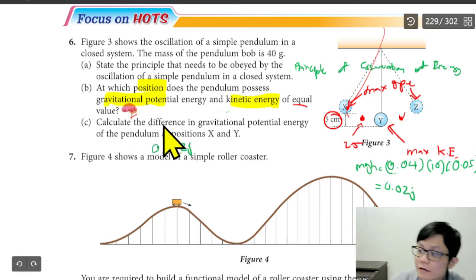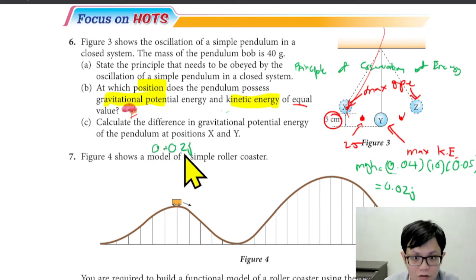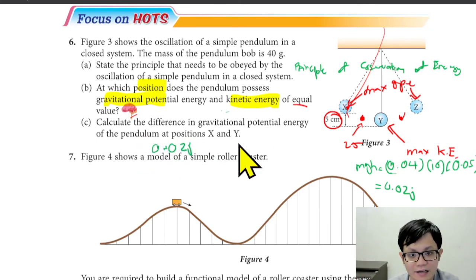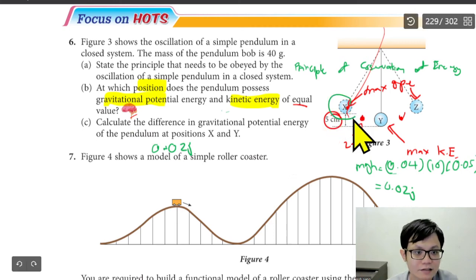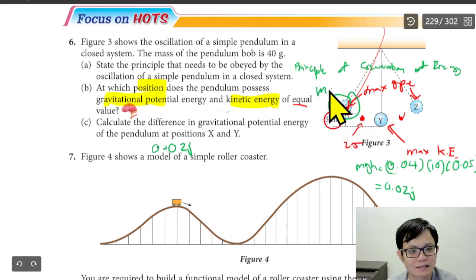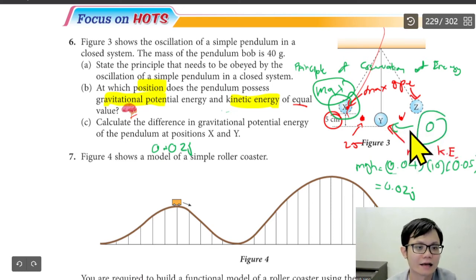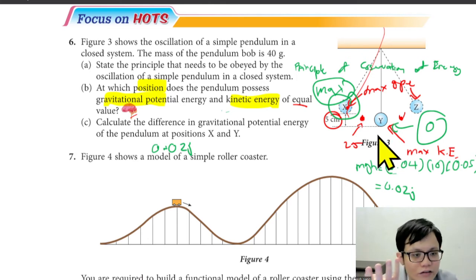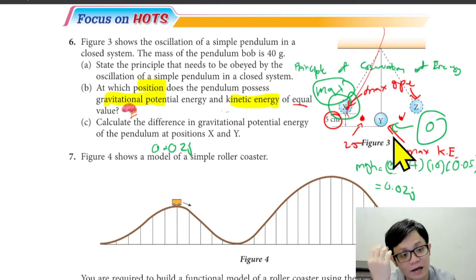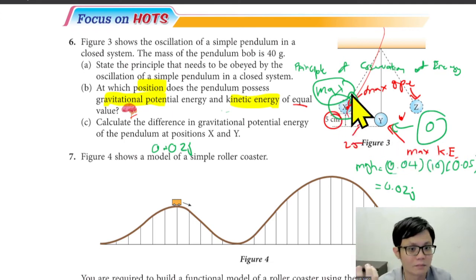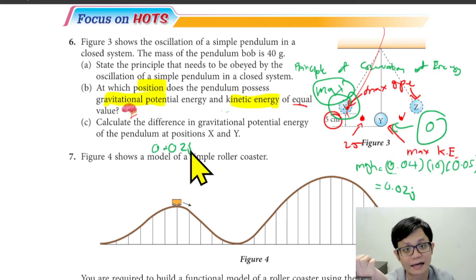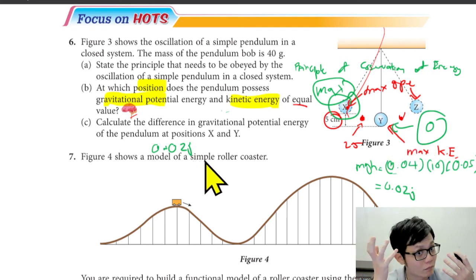Then you say, why 0.02 joule? Calculate the difference in gravitational potential energy at X and Y. This one, the gravitational potential energy is sure the max. This one, the gravitational potential energy is sure 0. Correct or not? Because you're at the bottom already, where got the gravitational potential energy. So the max is the answer, but if you want to do it, use 0.02 minus 0, which gives back the answer 0.02. So it will still get the same answer. You get what I mean or not?